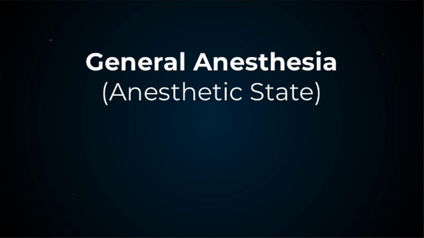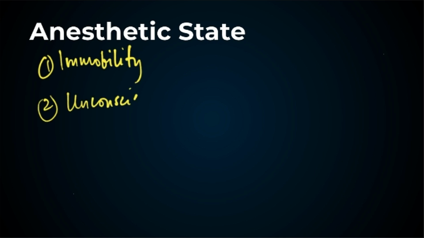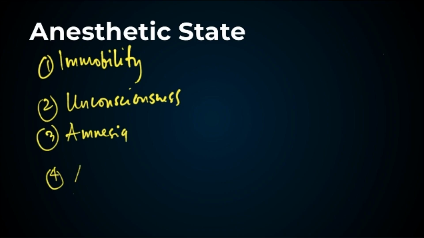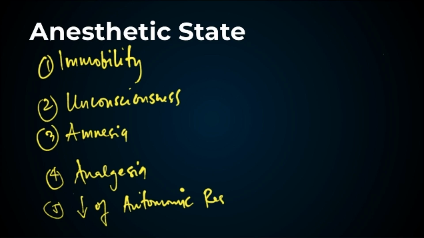The anesthetic state is actually a drug-induced state of coma, and there are 5 components to the anesthetic state. Number 1 is immobility. Number 2 is unconsciousness. Number 3, amnesia. Number 4, analgesia. And we also have the attenuation of autonomic responses. Now, immobility is brought about by relaxation of skeletal muscle. So it's actually the easiest anesthetic endpoint to measure.